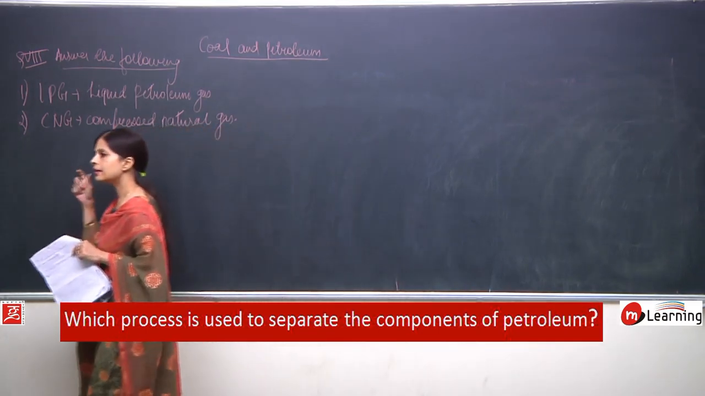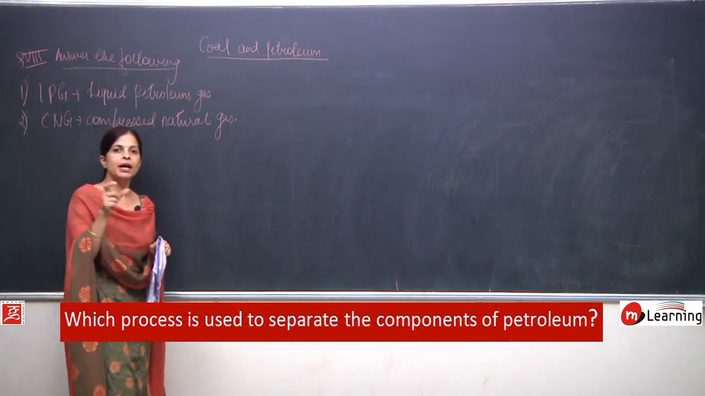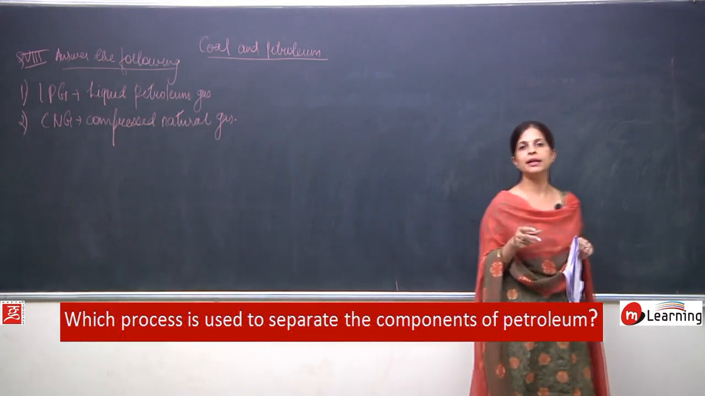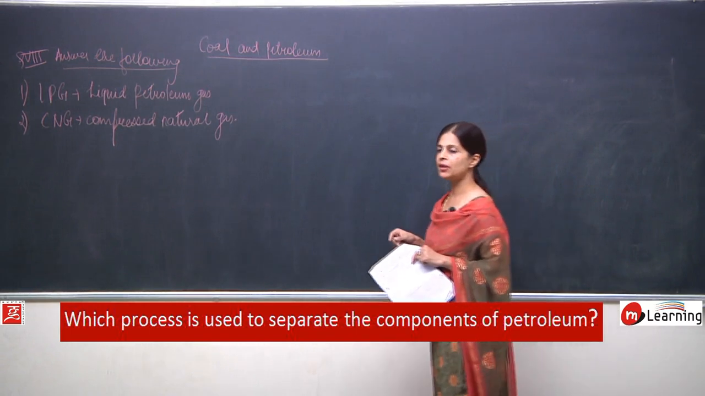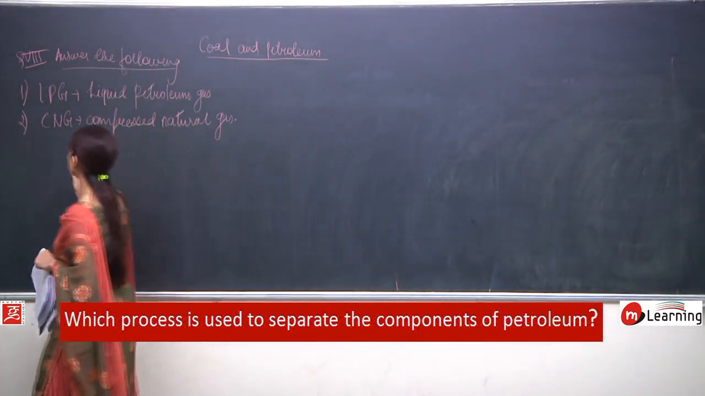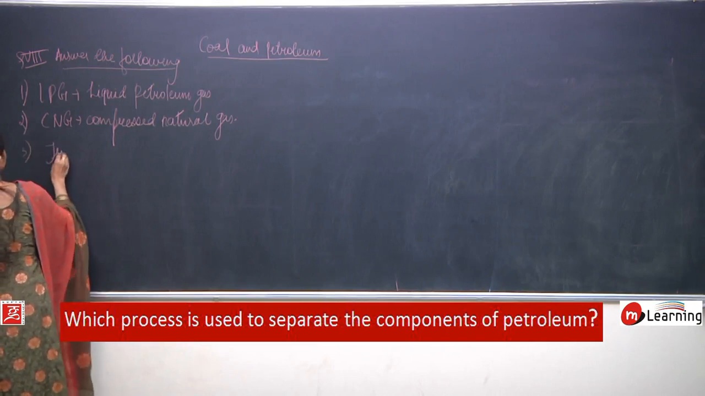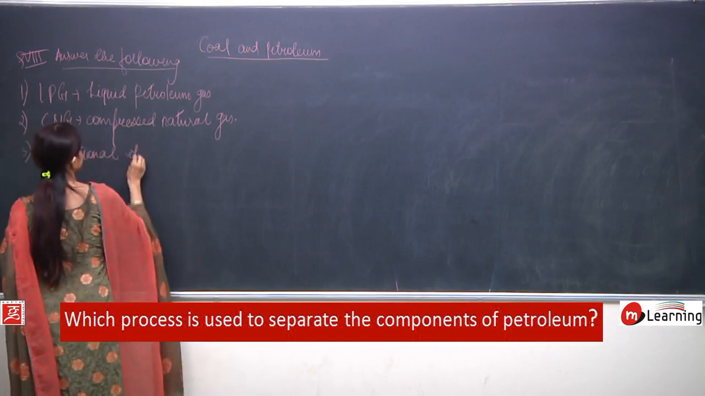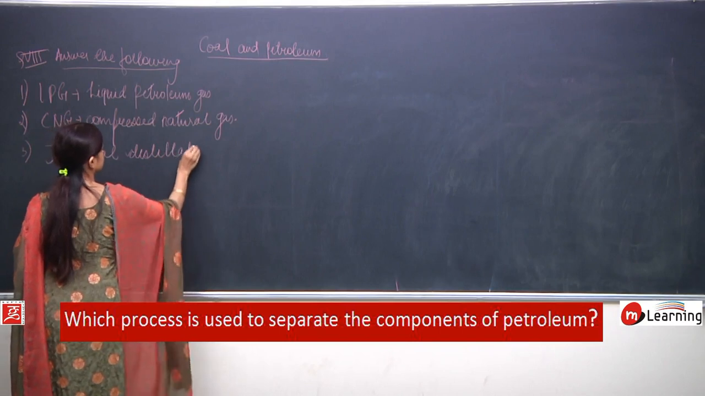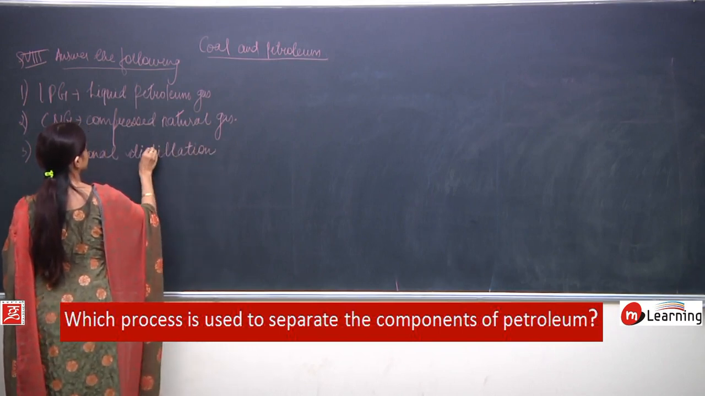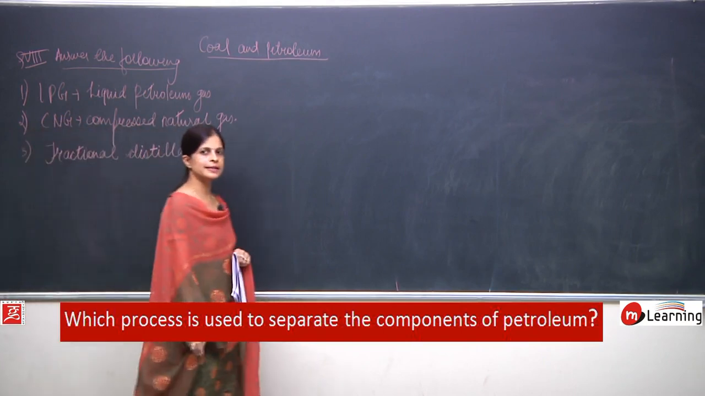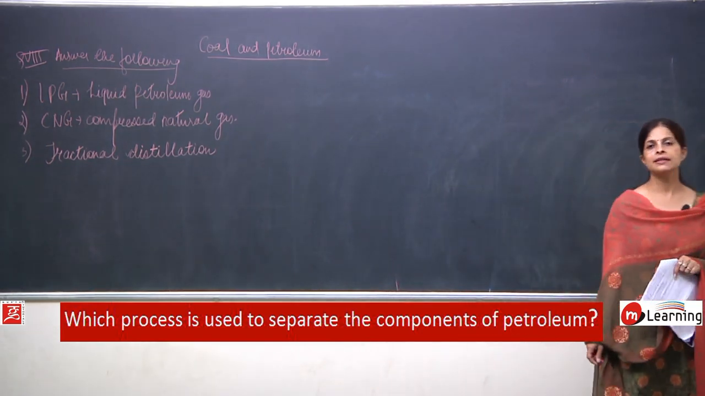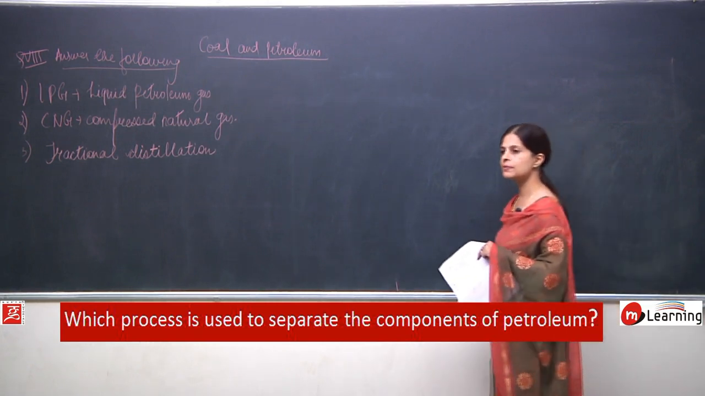They are asking only the name of the process by which the components of the crude oil, the components of the petroleum can be separated. So what is the name of that process? It is fractional distillation. Okay, so the third one is fractional distillation. Just now, before discussing the previous question, we have discussed why fractional distillation process is possible.